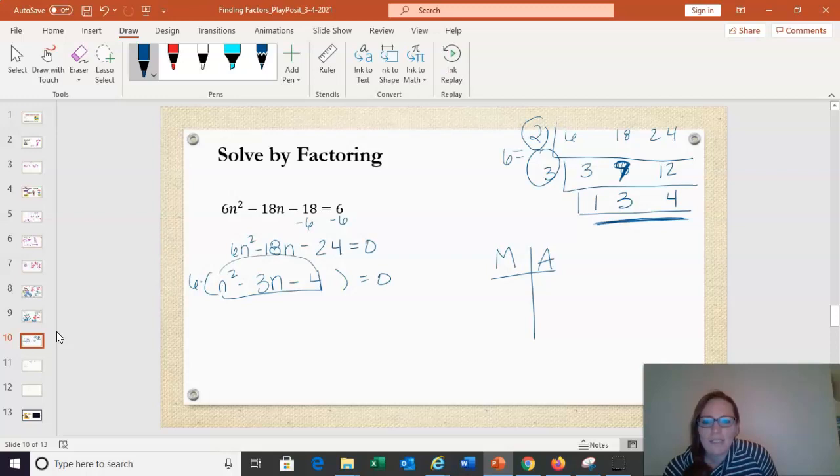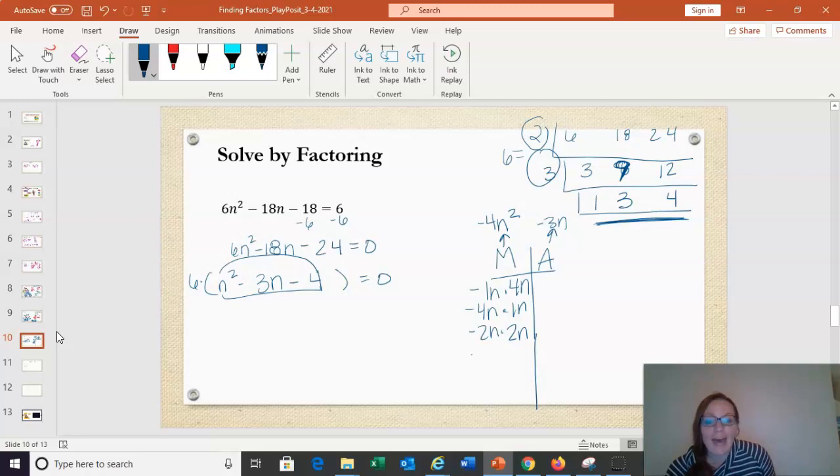So the first times the last gives us negative 4n squared. Much smaller than whatever 6 times 24 is. And then the middle term is negative 3n. So let's list our factors of negative 4. That'd be negative 1 times 4, negative 4 times 1. This is where you can have either one being negative. What else? Negative 2 times 2. We don't really have to write that one twice, right? Because the 2's are the same. I think that's it.